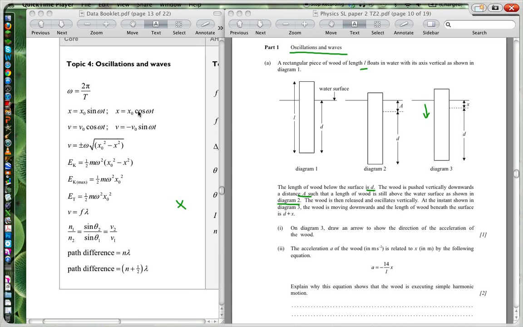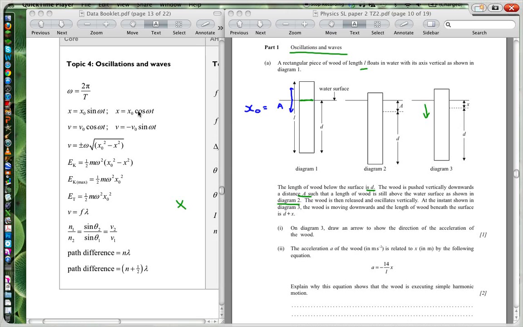So if I have a look at this, this is when it is stationary. This is our equilibrium line here. And so this piece of wood is going to be oscillating to and fro, that way and that way, a distance A. So in terms of my formula, we're going to get our x0 is equal to A.